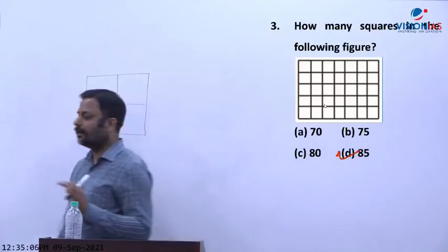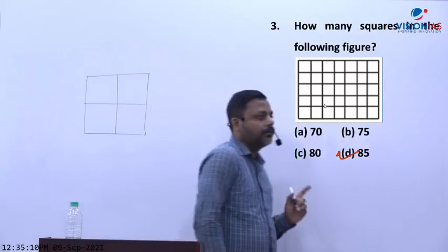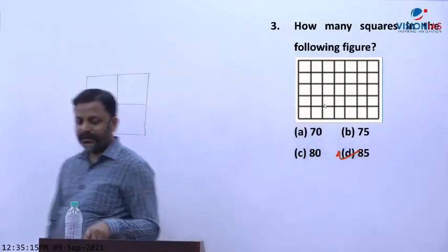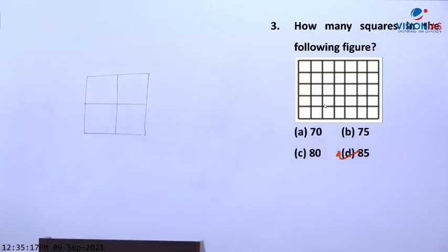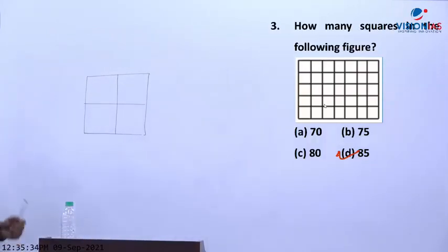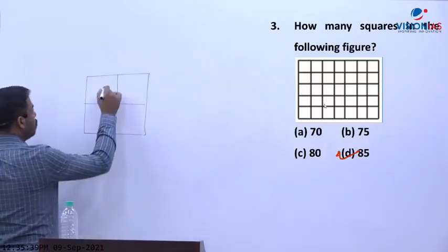See, when there is a term rectangle, you need to keep one thing in your mind. All the squares are rectangles, because a square satisfies all the conditions of a rectangle. But all the rectangles are not squares. See, let's count it manually first.